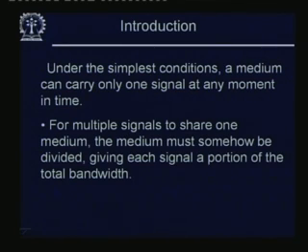But for multiple signals to share one medium, the medium must somehow be divided, giving each signal a portion of the total bandwidth. If you remember, a particular frequency range around one particular frequency is called a bandwidth, and this bandwidth is the most valuable resource so far as communication is concerned. So, what we try to do is use this bandwidth somehow to facilitate the communication between a number of pairs of senders and receivers. So, that is the idea of multiplexing.